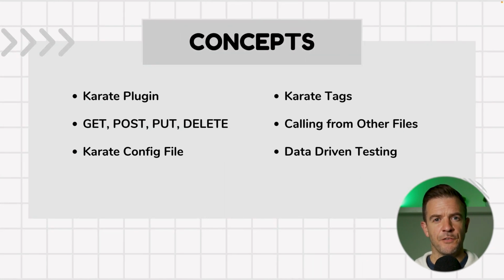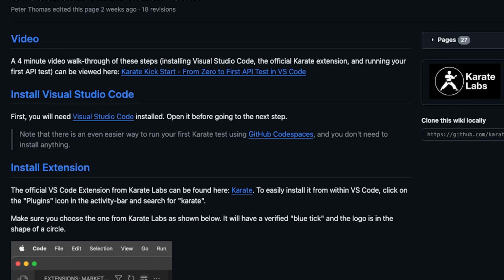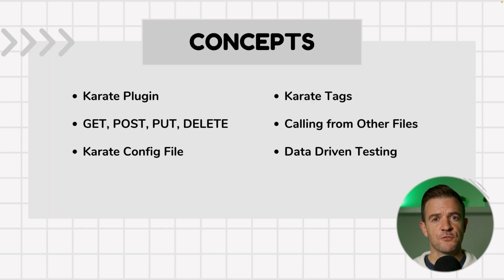So this is a snapshot of a few of the concepts that we're going to cover in this course. We're going to learn a bit about the Karate IDE plugin, and Karate has a plugin for both Visual Studio Code and IntelliJ that makes writing Karate tests much easier. So we're going to be installing that for Visual Studio Code and seeing how that helps us to write our tests. We're going to be writing lots of Karate tests, and we're going to cover all of the basic HTTP verbs, i.e. GET, POST, PUT and DELETE. We'll also be seeing how we can apply configuration into the Karate config file and how we can use that within our tests and within our Karate automation framework.